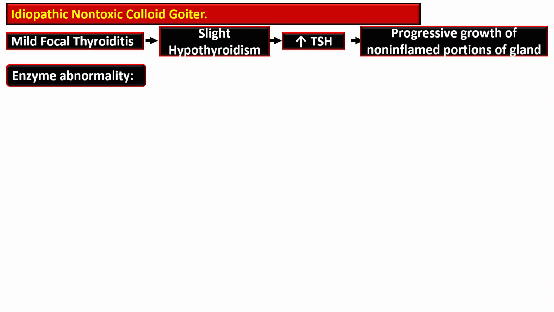Idiopathic non-toxic colloid goiter is a condition in which there is thyroid gland enlargement that is not caused by iodine deficiency. Usually it is not toxic, and may have normal or slightly reduced thyroid hormone levels. The possible cause is mild focal thyroiditis, which suggests a common cause that leads to slight hypothyroidism, and there will be increased TSH secretion, and then progressive nodular growth of the non-affected thyroid area.